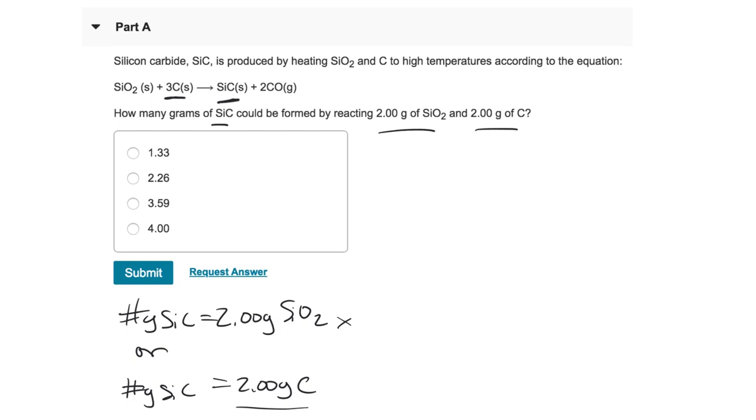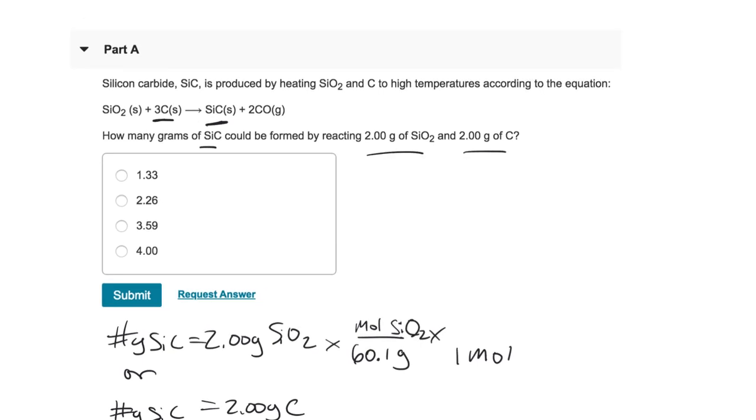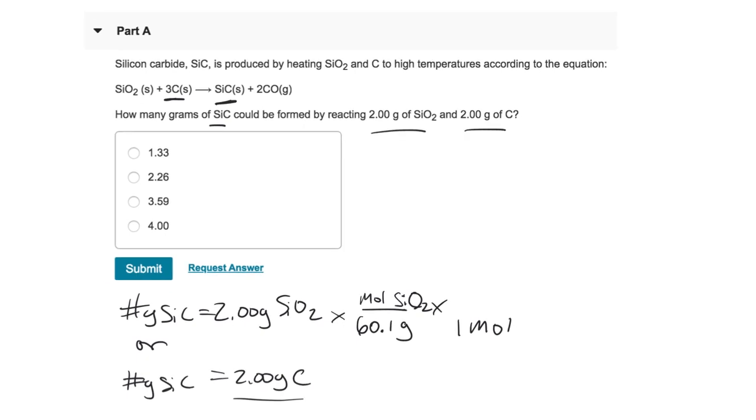So silicon is 28.09 plus 32, so that's 60.1. For every 1 mole, oh, I wrote silicon carbide, but I should have written SiO2. So this is the molar mass of SiO2. I wrote the right number, but the wrong thing. So the molar mass of SiO2 is really 60.1 grams per mole.